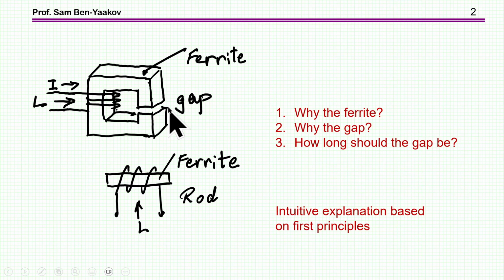And if you ask why, there are actually two ways it is explained, either by pages of equations or by things like, okay, ferrite has a high permeability. Well, that doesn't say why we need it, and then why we need a gap, and how long the gap should be, from a fundamental relationship.